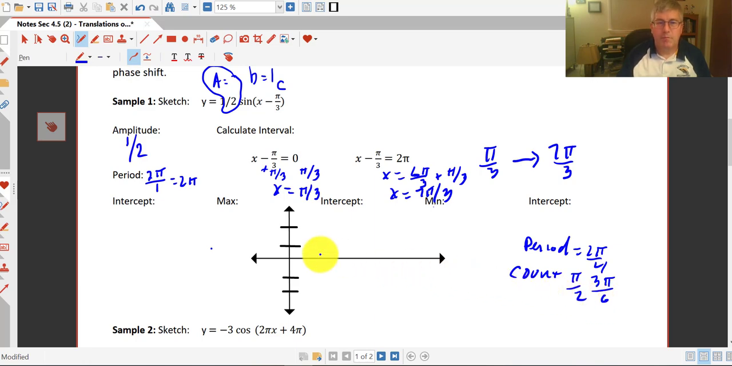Since we're going to start at pi over 3, this is kind of our new origin. It's our new starting point. Pi over 3 is also 2 pi over 6. So when we count by 3 pi over 6s, our next point is going to occur at 5 pi over 6. And then another pi over 2, or 3 pi over 6, is going to be 8 pi over 6. So you might want to reduce that to 4 pi over 3. And then our final spot is going to be another 3 pi over 6.